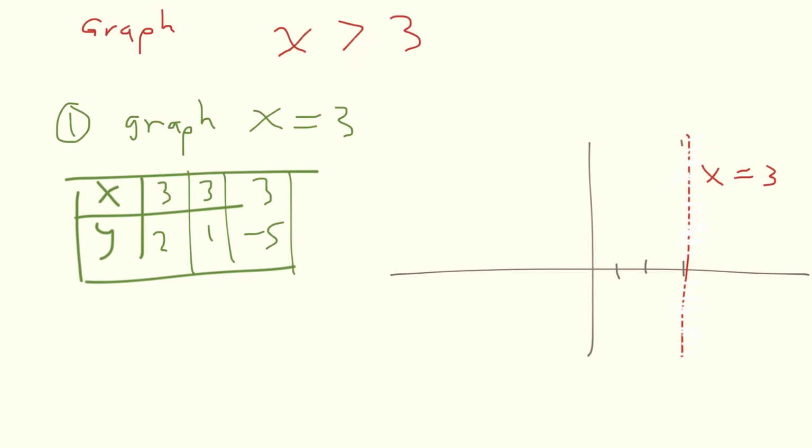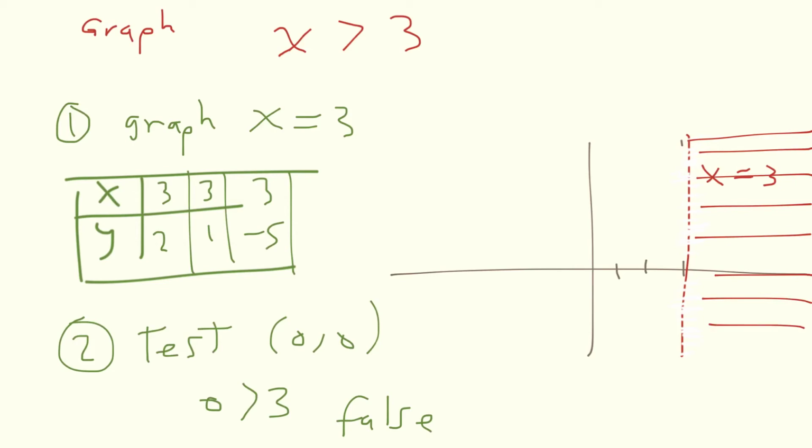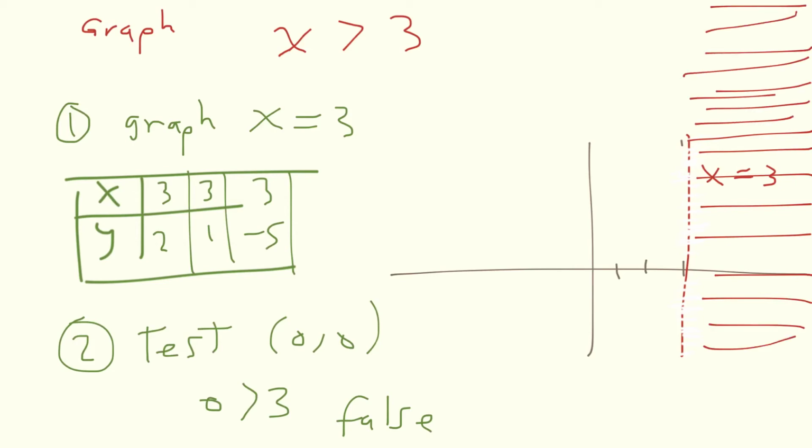The second step, as usual, is that I have to make some test point. So I'm going to just test 0 and 0, because 0 and 0 is far away from the line. That means x is 0 and y is 0. I don't have a place for y, but I have a place for x. So I'm just going to put 0 here, bigger than 3. Is 0 bigger than 3? No, that's false. That means this point is not part of the solution. The other is part of the solution, so you should shade the other part. The solution is this part, for this inequality.